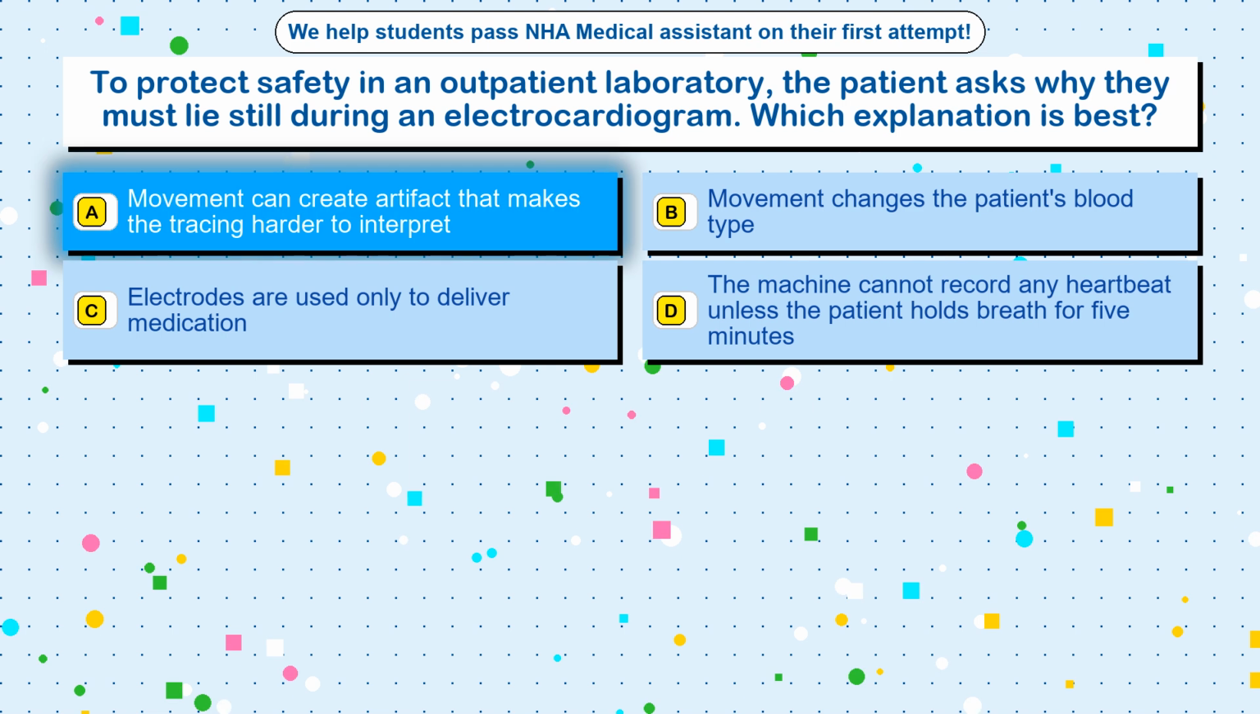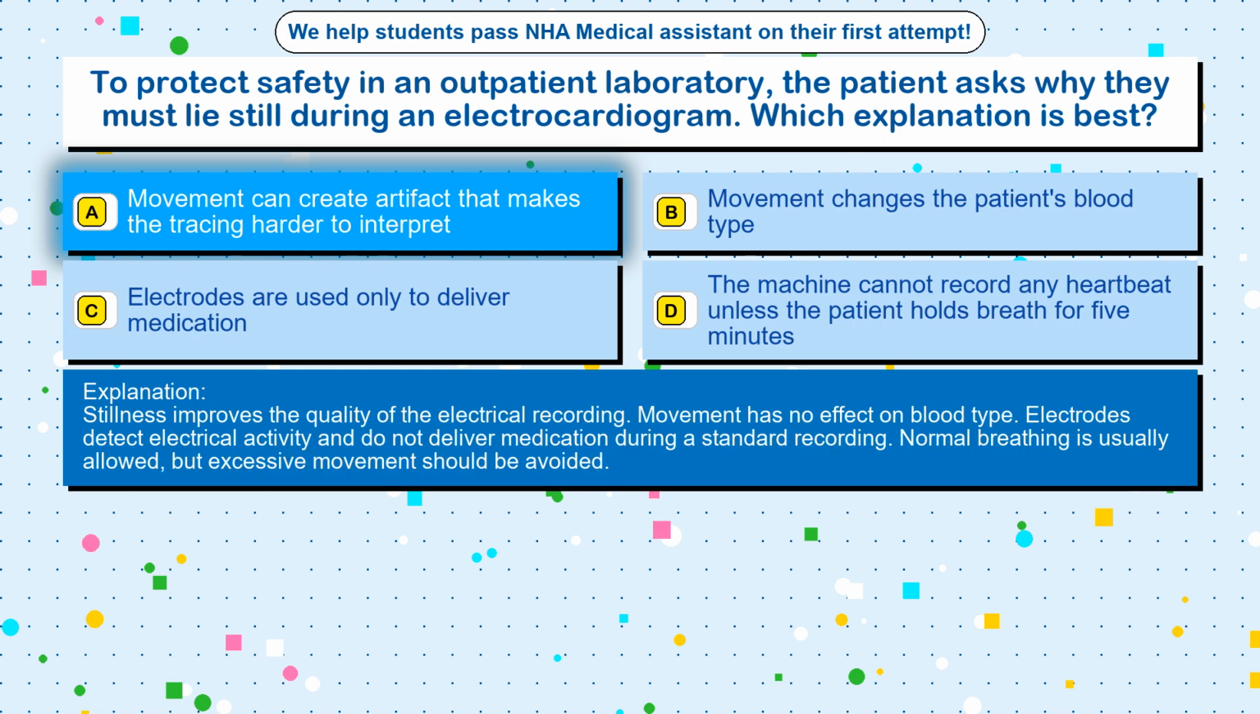The correct answer is option A, movement can create artifact that makes the tracing harder to interpret. Stillness improves the quality of the electrical recording. Movement has no effect on blood type. Electrodes detect electrical activity and do not deliver medication during a standard recording. Normal breathing is usually allowed, but excessive movement should be avoided.